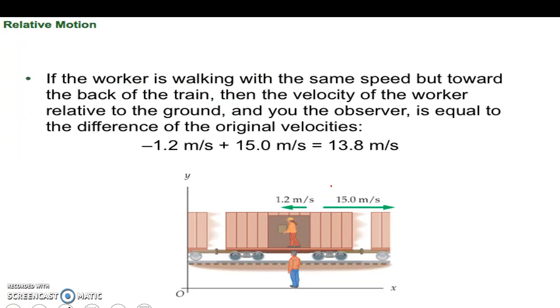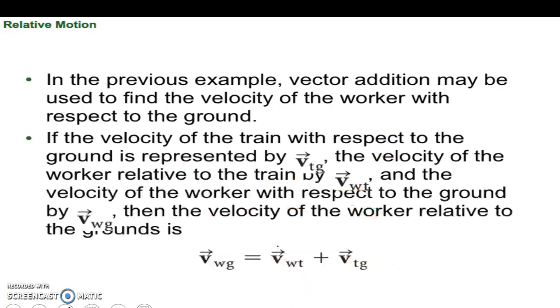Now, let's say they're going in the other direction. Let's say I see this, and I see him walking opposite. Again, I just add the vectors, with this vector being the positive one, and this vector being the negative one, and I get 13.8 meters per second. Again, for the observer sitting there. So we can use vector addition to do this, and vector addition is a good way to find relative velocity.